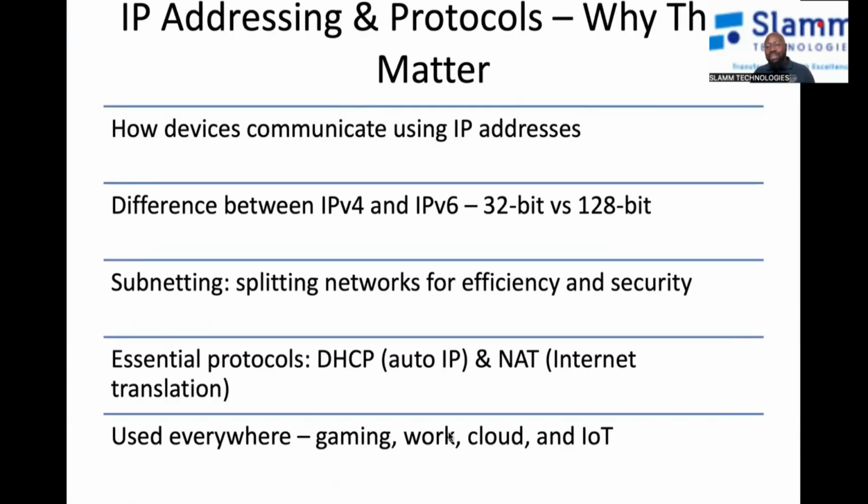So let's begin with IP addressing. Think of an IP address like a home address for your devices on a network. Every device, whether it's a smartphone, printer, TV, or server, needs a unique IP address to send and receive data. There are two categories of IP addressing: IPv4 and IPv6. IPv4 goes up to 32 bits, and IPv6 goes up to 128 bits, allowing for a virtually unlimited number of unique addresses to be connected.